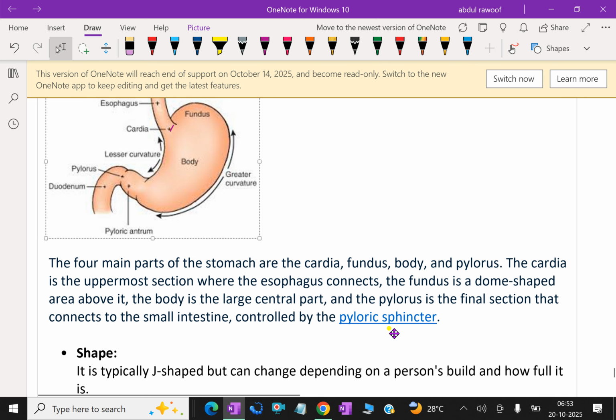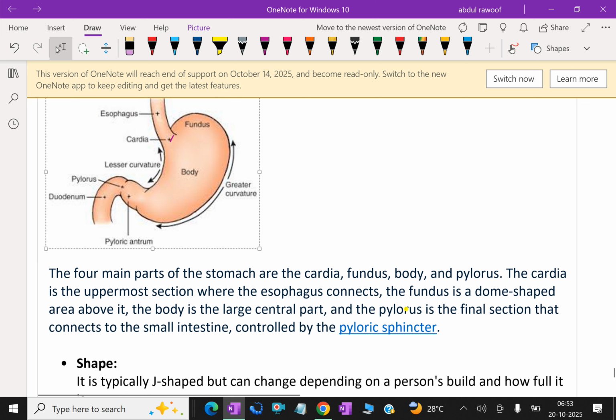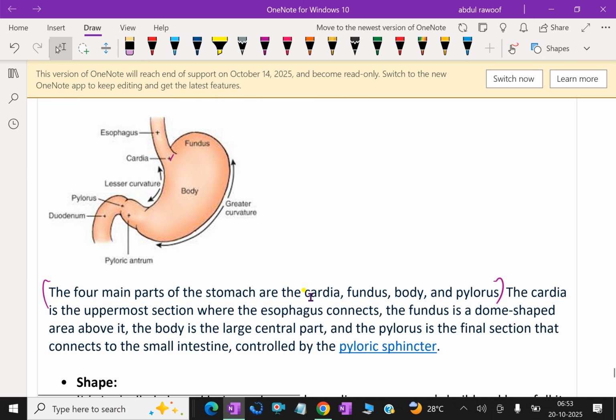The four main parts of the stomach are the cardia, fundus, body, and pylorus. The cardia is the uppermost section where the esophagus connects. The fundus is a dome-shaped area above it. The body is the large central part, and the pylorus is the final section that connects to the small intestine, controlled by the pyloric sphincter.